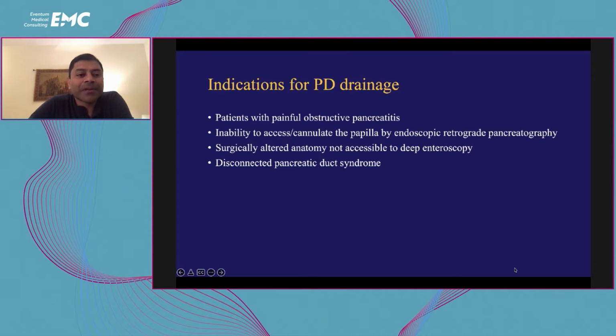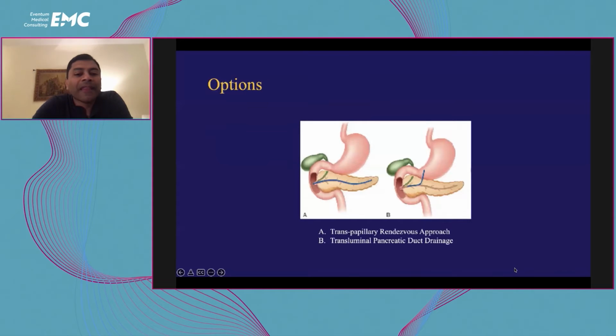So we will visit the first topic. We do pancreatic duct drainage for four particular reasons. One, when patients have painful obstructive pancreatitis; two, when there's an inability to access or cannulate the papilla during routine ERCP; three, patients with surgically altered anatomy in whom the papilla cannot be accessed by deep enteroscopy; and finally, patients with a disconnected pancreatic duct syndrome where an ERCP will not be helpful.